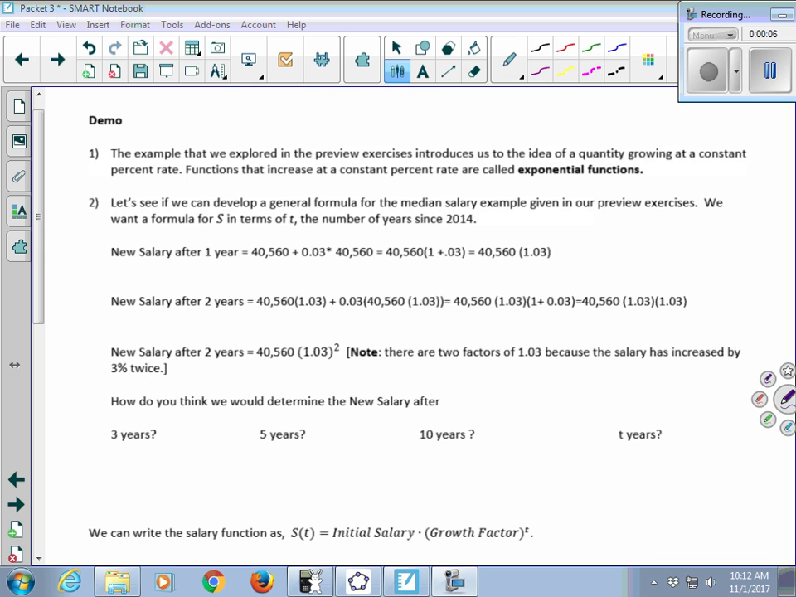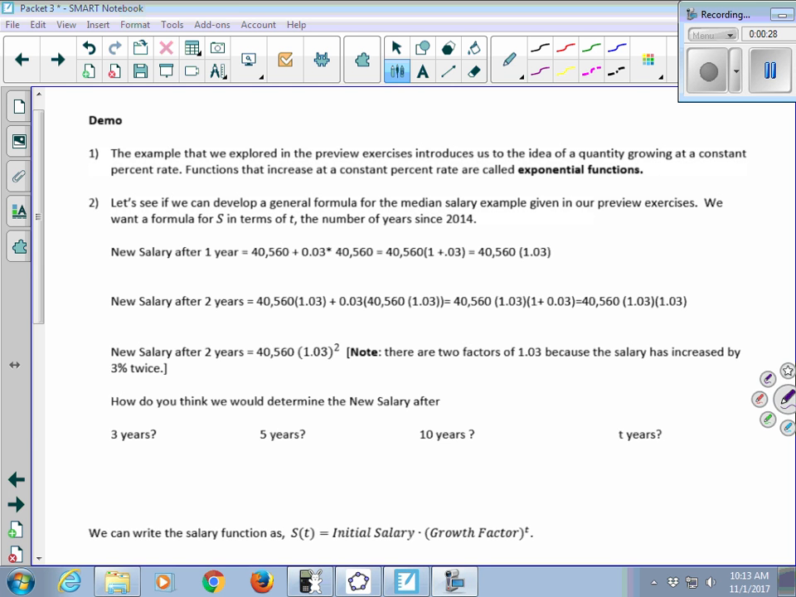So the example that we just explored in the preview exercises, where we were talking about median salary and a 3% yearly raise, is meant to introduce us to the idea of a quantity growing at a constant percent rate. Money often does this. Functions that increase at a constant percent rate are called exponential functions.